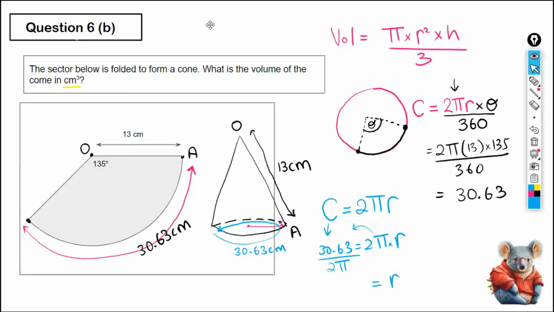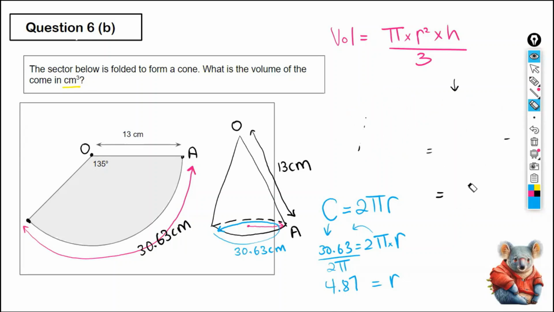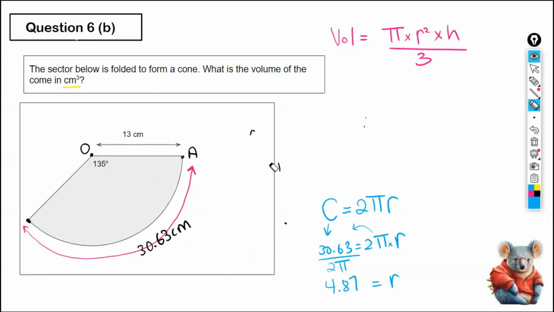You're supposed to get 4.87. Double check it. Make sure you're getting 4.87. All right, so I'm going to have to erase a lot of things from the screen now to make everything clearer. What I want to do is draw back this cone properly. Let's draw back this cone properly.